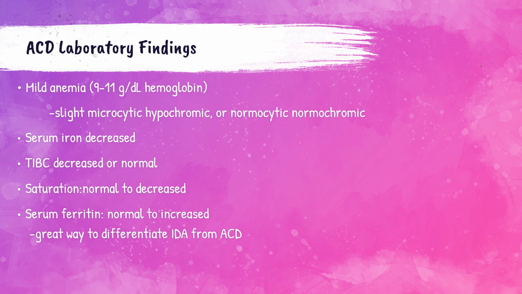Serum iron is decreased. TIBC levels are either decreased or normal. Iron saturation remains unchanged or can be decreased. Serum ferritin levels stay normal or can be increased. And again, ferritin is a great way to differentiate iron deficiency anemia from anemia of chronic disease. Remember, in IDA, the serum ferritin level is going to be decreased.